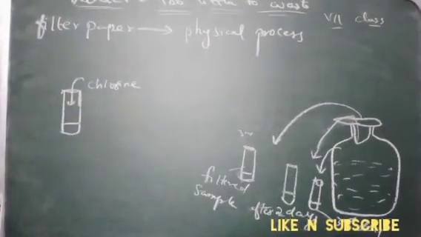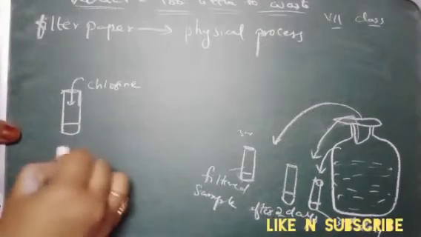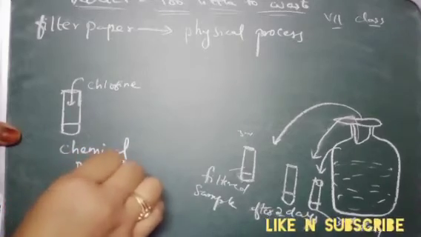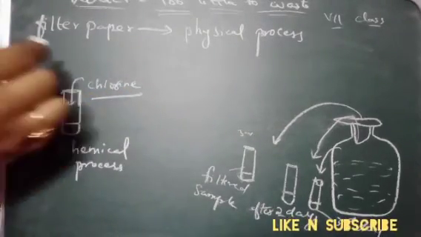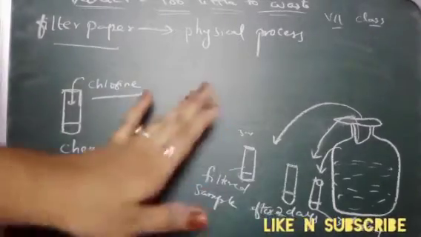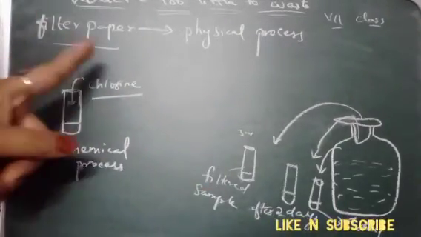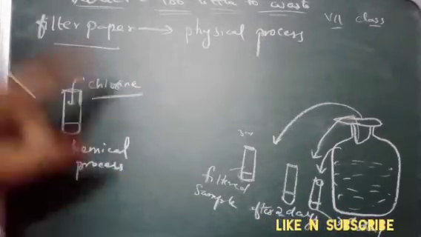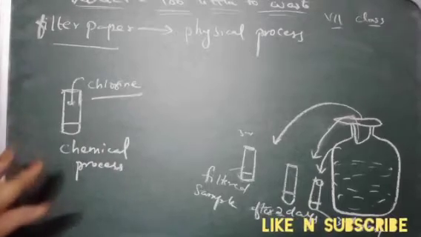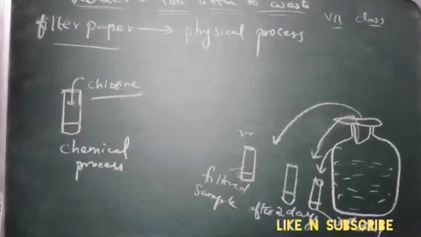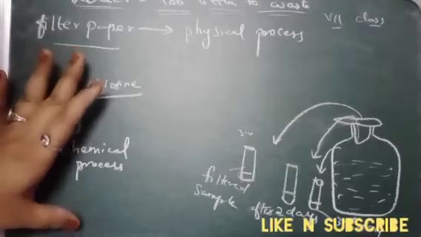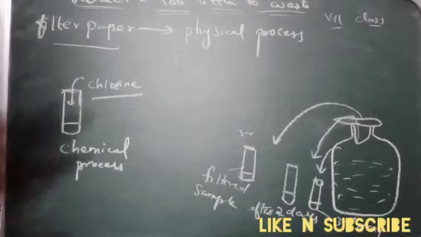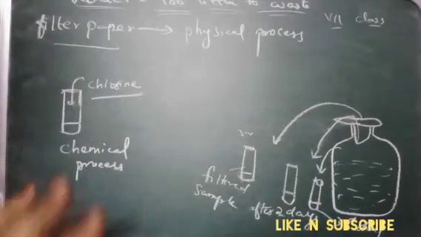You add this, and this process is called what? Chemical process. Why chemical process? Because we are using a chemical here, chlorine. In the biological process we are using an aerator, in the physical process we are using filter paper, and in the chemical process we are using a chemical, that is nothing but chlorine. What we will observe is that the water is cleaned.